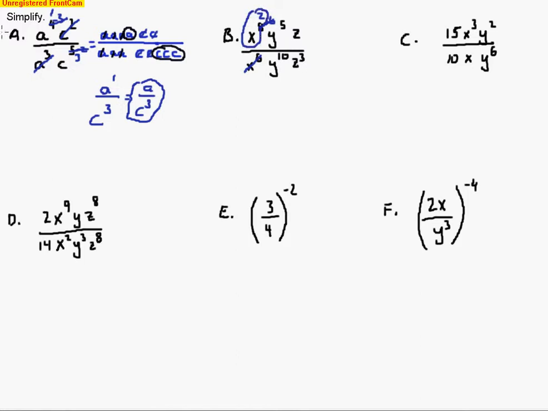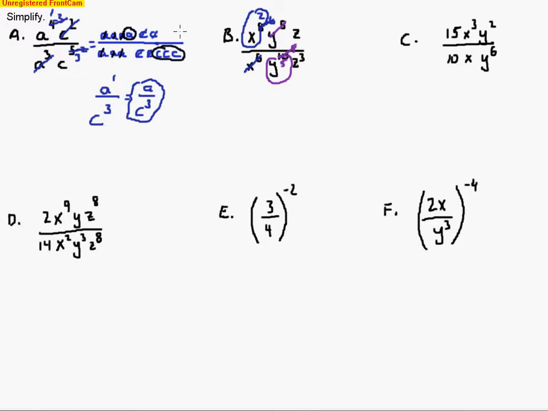If I look at the y's, well, I've got 5 y's on top, but 10 y's down below. That means I have more y's on the bottom of the fraction. So when I cancel out those 5 y's from the top, and I take away 5 y's from the bottom, I'm still left with 5 y's. So I have y to the fifth power on the bottom.